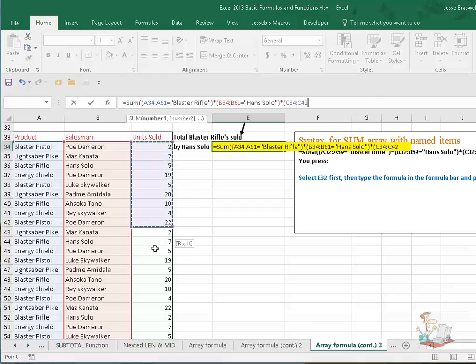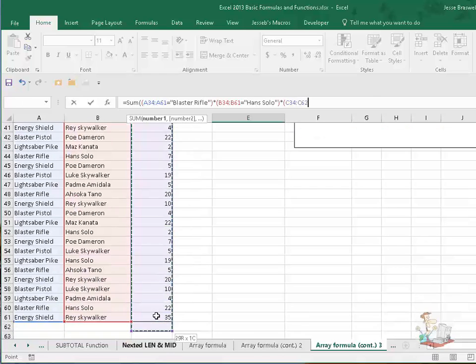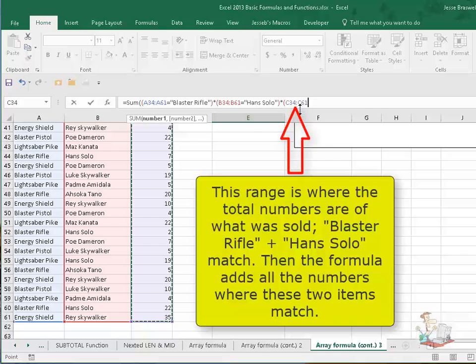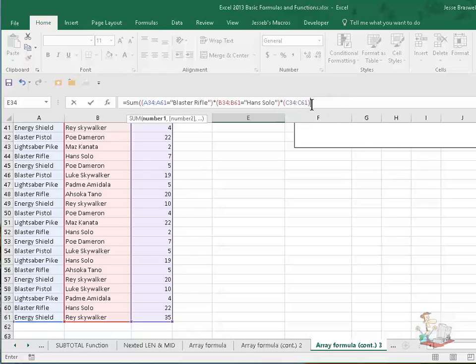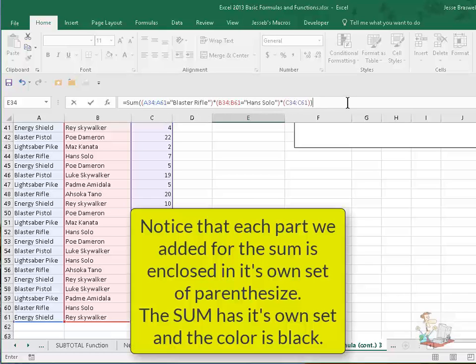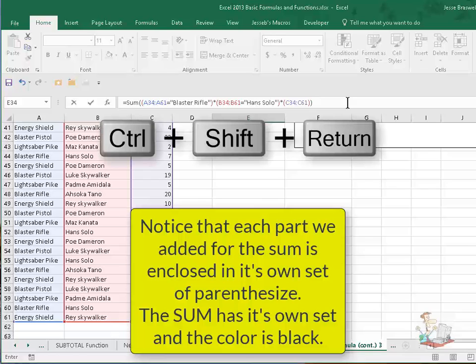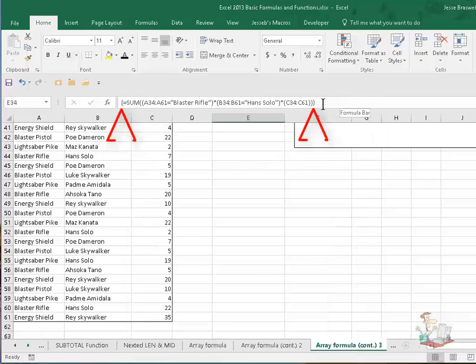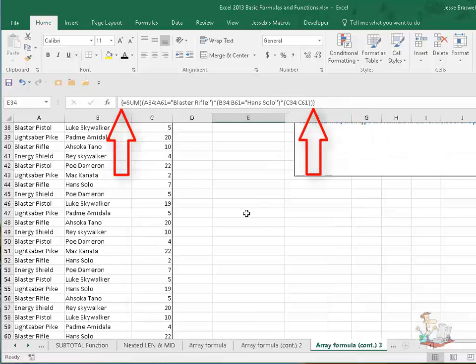So when the first two match, then looking over in the C column, C34 to C61 in this case, we want to take and sum, because that's our function here at the very beginning, we want to sum all of that. So now we need a close parentheses for the sum because we have our three parts for the array. And then, of course, to make it an array, we do Control, Shift, and press Enter. We get the curly parentheses at the end now because there it is.